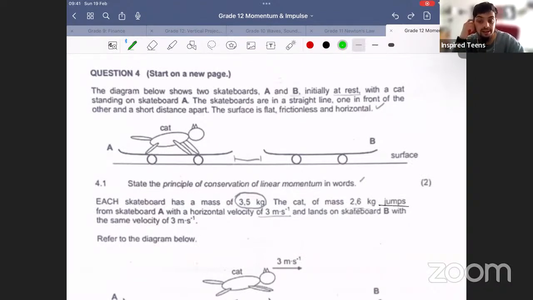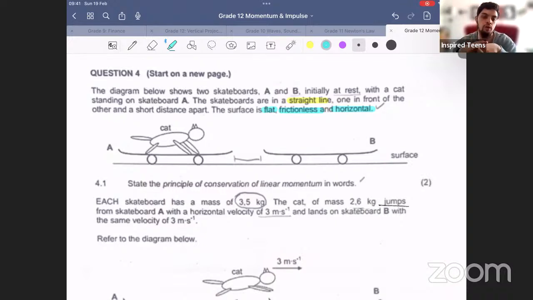Again, they don't have to mention these specifications, but these specifications make it more obvious. Which ones? Firstly, we have straight line, and we have flat, frictionless, horizontal. So horizontal, straight line, and flat indicate linear. Frictionless indicates an isolated system, which indicates linear momentum, and conservation of linear momentum.